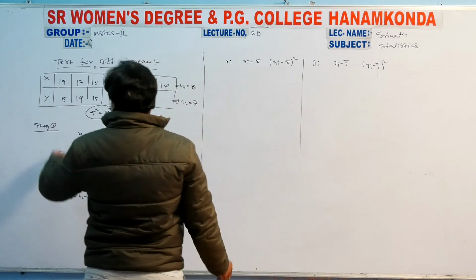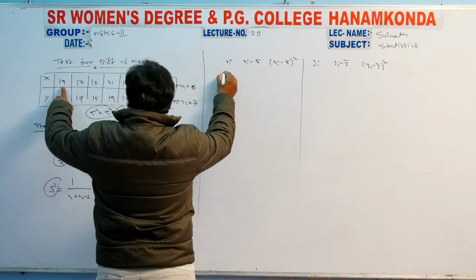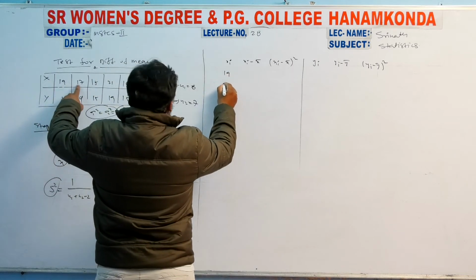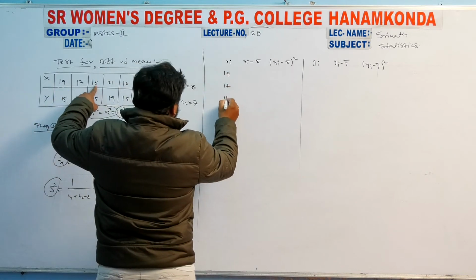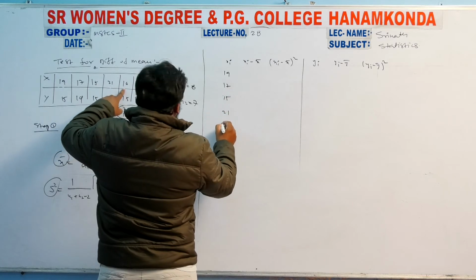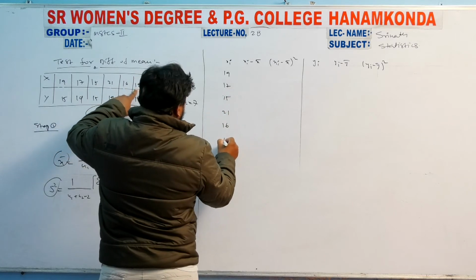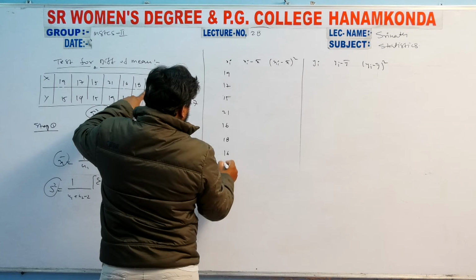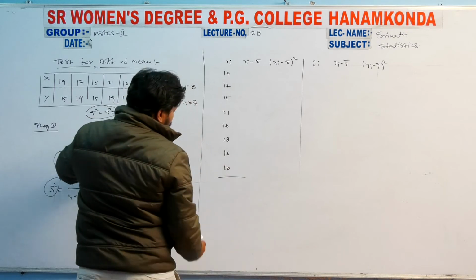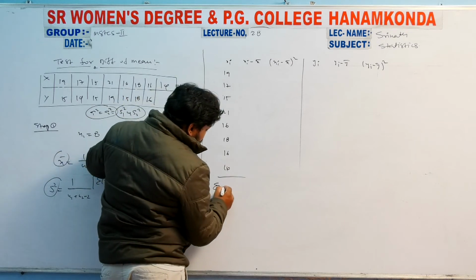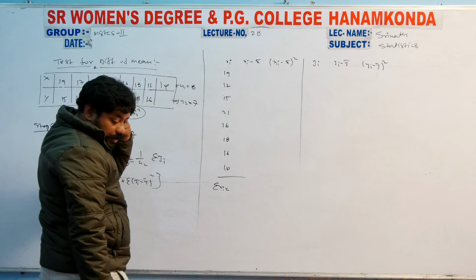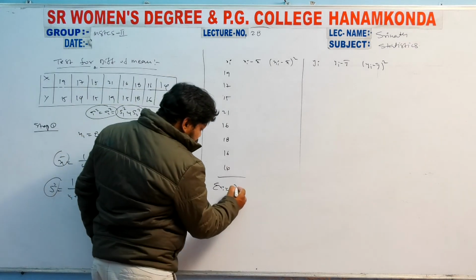Here the x values are mentioned: 19, 17, 15, 21, 16, 18, 16 and 14. Here we are taking summation xi. Summation xi is 136.